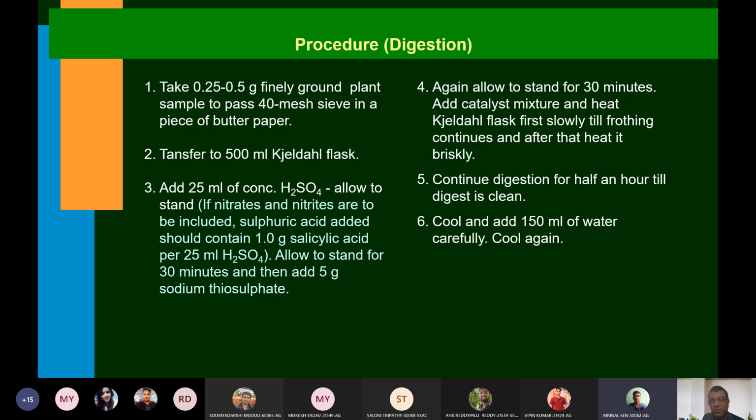So this procedure is clear to everyone. Mrinal, are you okay with this procedure? Yes, sir. Okay.